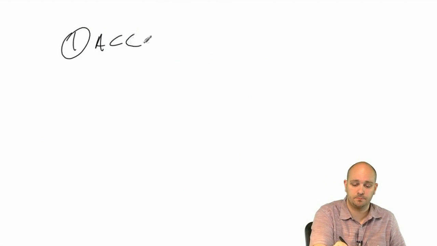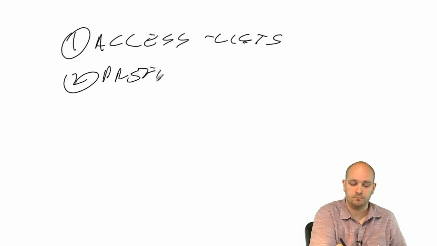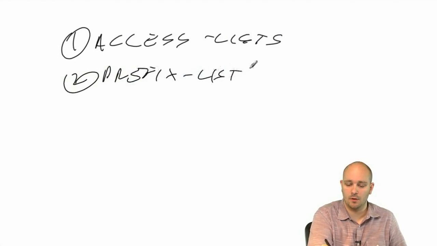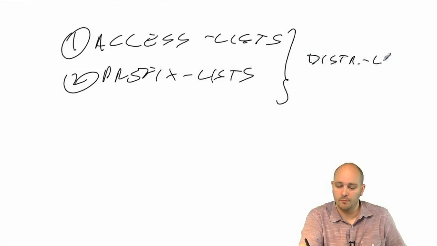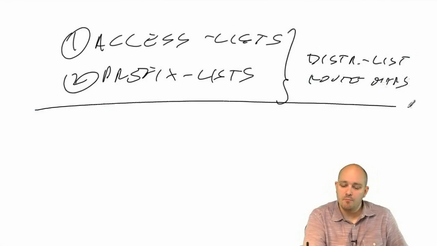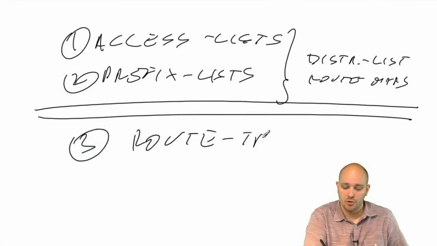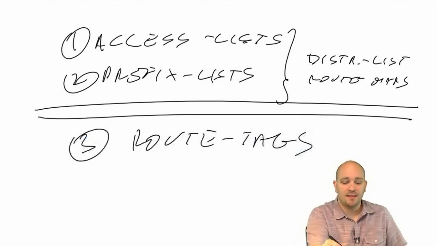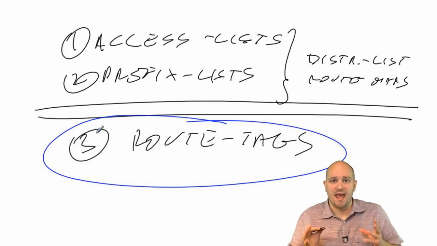Now, there are multiple ways we can do that. We can use access lists, we can use prefix lists, and we can use both of these with either distribute lists or route maps. But usually the most scalable solution is to use route tags. So I already talked a little bit about route tags, but this is where route tags actually excel. This is where route tags actually have the biggest strength. So let me show you that example.